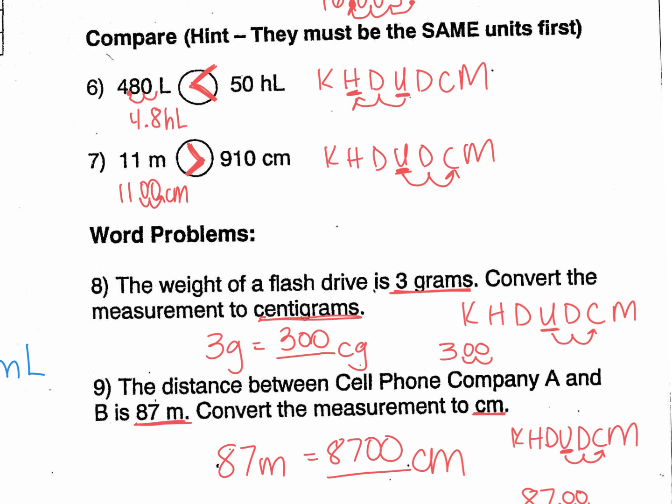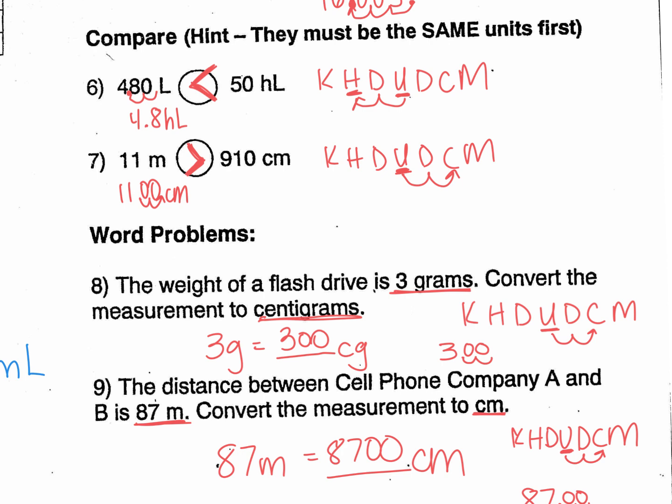You guys can also use that 3-box method. So if I knew that there's 1 meter for every 100 centimeters, and I know that I have 87 meters, then I can see that relationship. To get from 1 to 87, I'm multiplying by 87. 100 times 87 is just 8,700. So either way you do it is fine. You pick a method that you like, and then you stick with that one, okay?